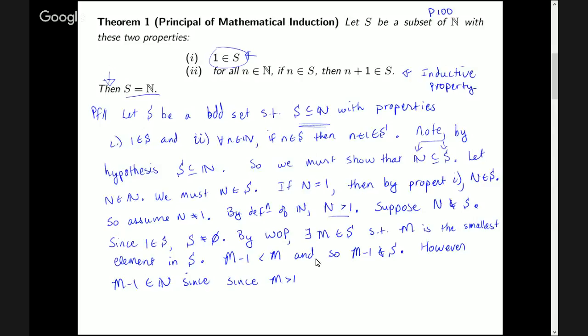M minus 1 is a natural number, since M is bigger than 1. Now, tell me about M minus 1. If I know that, I'm doing my proof backwards. You guys gonna forgive me for a second. I'm doing N plus 1. I need to be able to add 1 to that. And I know M is in S, so I want a largest integer.